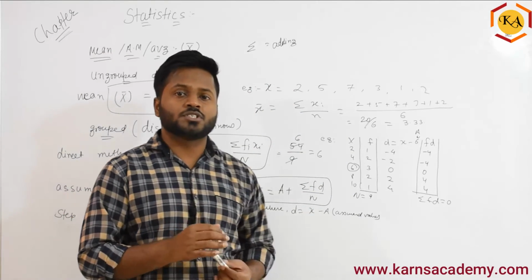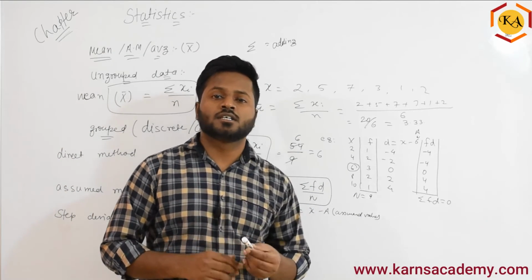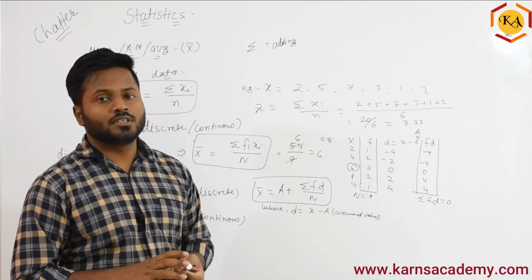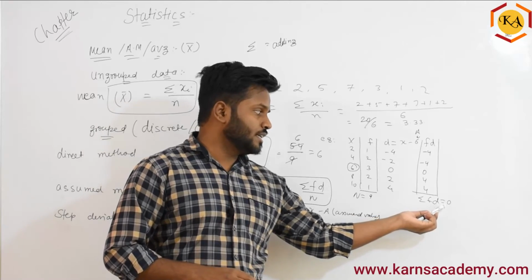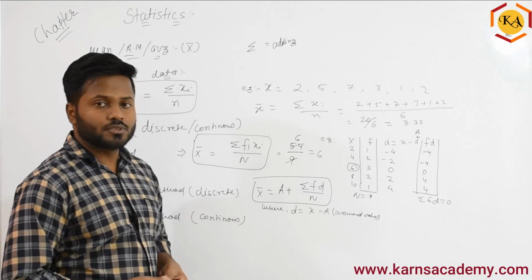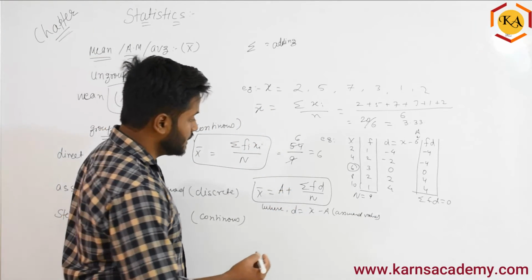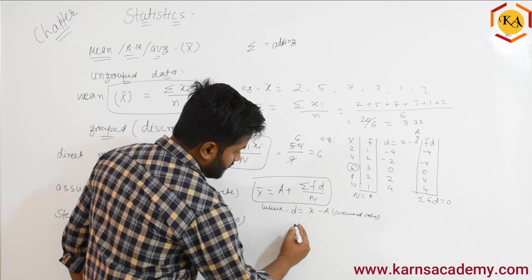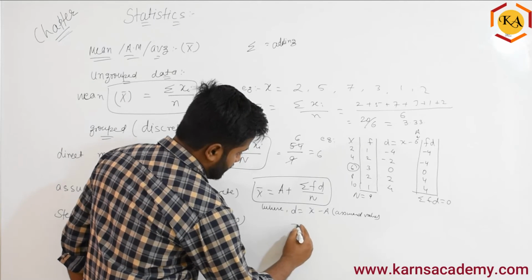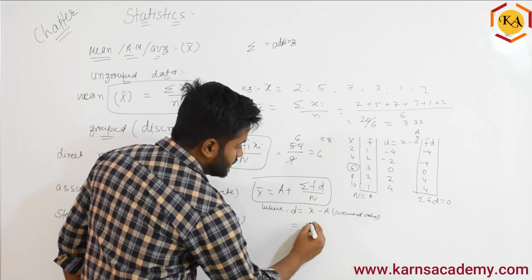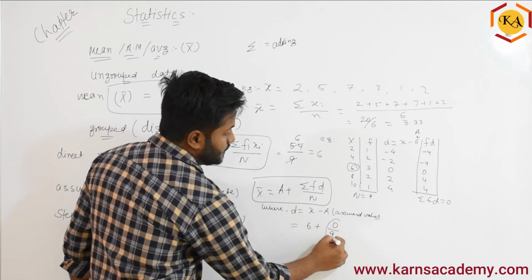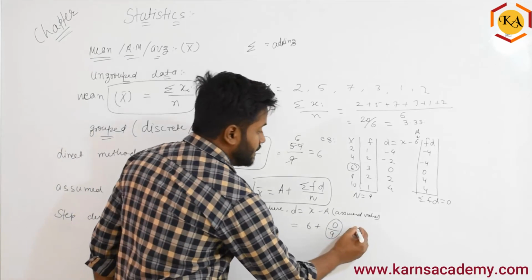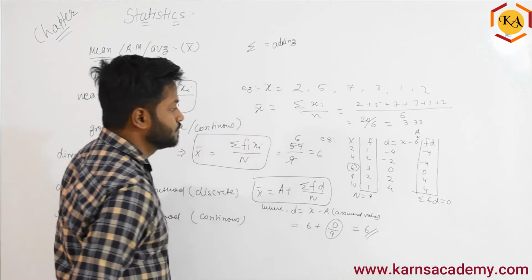We will see few more questions in the practice set in the problem solving series, but right now try to understand this. Whatever the value you are getting here, that we are going to substitute over here. So let's substitute over here, and then what we will get? We will get something like, let me just write here, a is nothing but 6 plus summation fd is 0 divided by n is 9. So this entire part will become 0. Finally your mean will become 6, right?